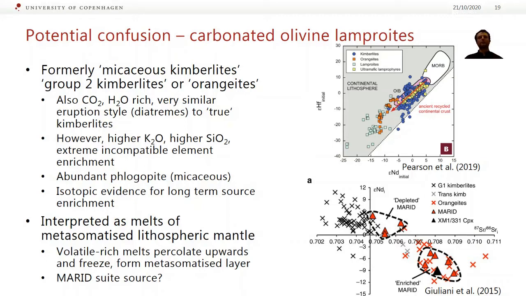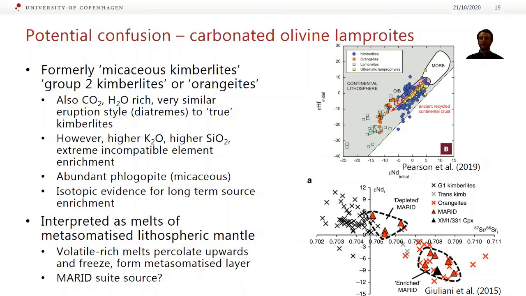So essentially all of these different factors have been interpreted to show that these are melts of metasomatized lithospheric mantle. The idea here is that you have volatile-rich melts percolating upwards and freezing in the lithosphere, forming a metasomatized layer. And then at some later date, maybe you get a bit of heat input from a plume, or a little bit of rifting, to allow it to melt. And this will then remelt and form a carbonated olivine lamproite.